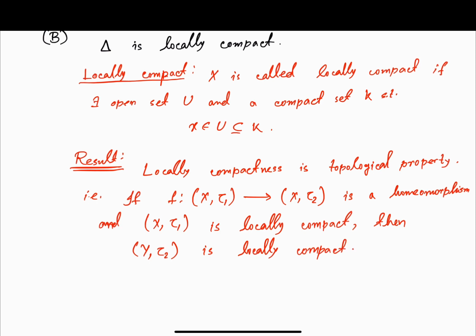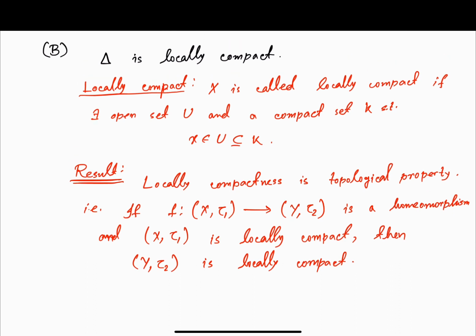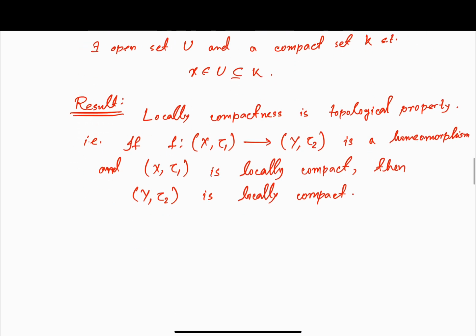Right. So if there is a homeomorphism between two different spaces, and one is locally compact, then the other one will be locally compact also. This is the meaning of saying that this is a topological property. So you show that this delta is homeomorphic to some different space which is locally compact, and therefore this will again be locally compact.